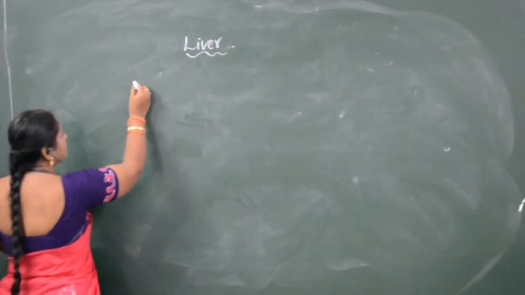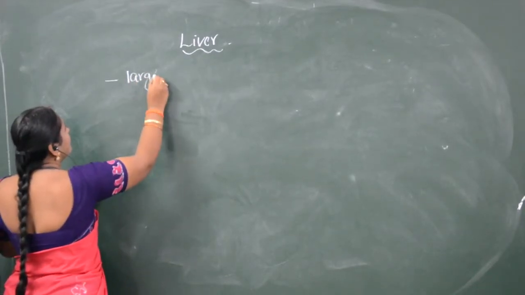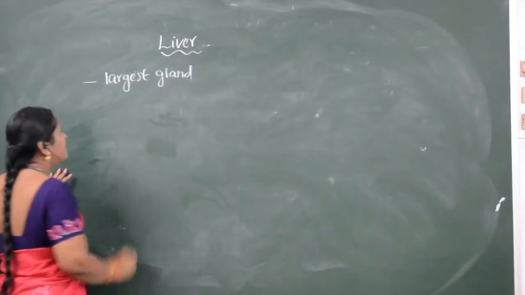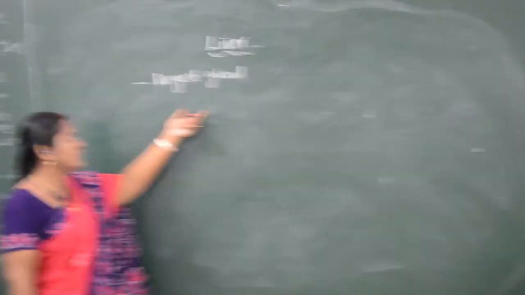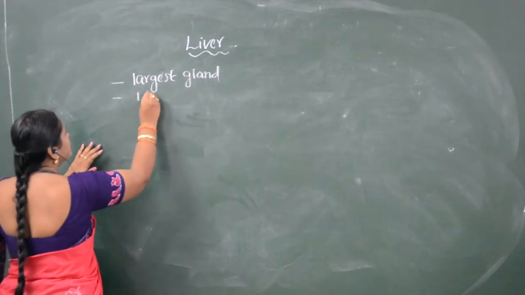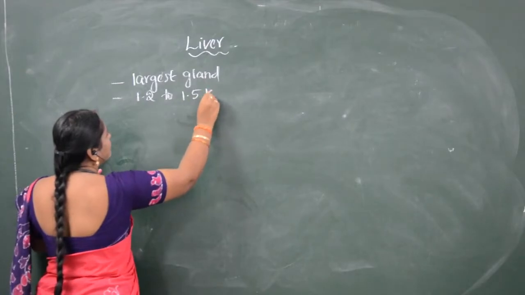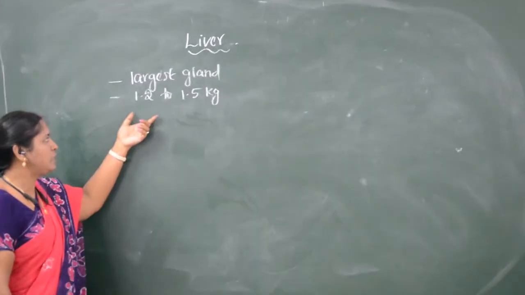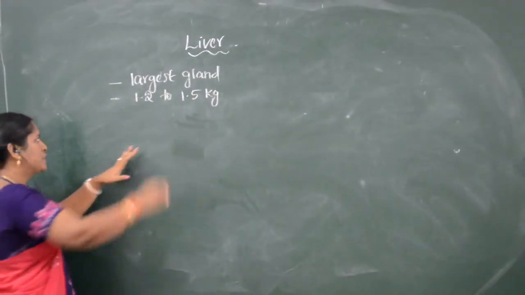Liver is the largest gland in the human body. Which is the largest gland in the human body? Liver is the largest gland in the human body. The weight of liver is 1.2 to 1.5 kg, that is nearly 1.5 kg in weight.